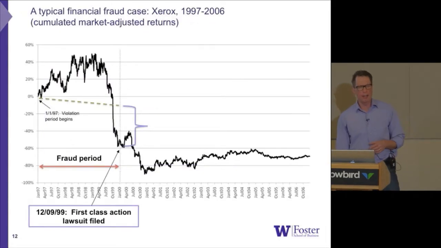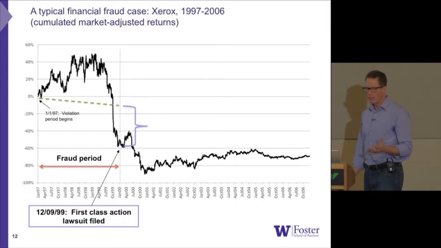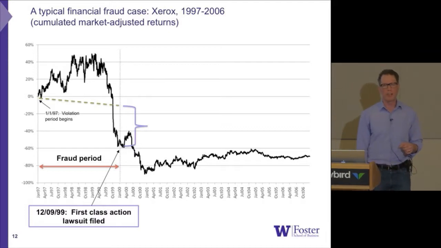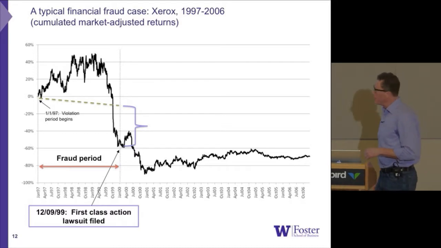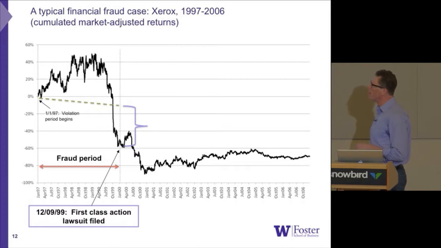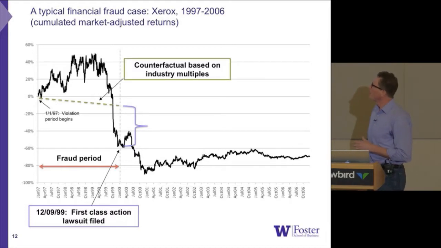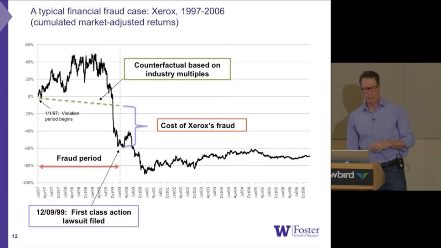Now, to see how this might play out, I pulled a case in which a firm was caught for fraud. This is a classic case of fraud involving Xerox, which in early 1997 started to cook its books by accelerating the recognition of revenue from lease contracts. In late 1999, the first class action lawsuit for this misconduct was initiated. And if we were to go through the same type of exercise as in the paper, you would see that I've drawn in this green dotted line the counterfactual based on industry multiples, and this purple bracket represents the cost of Xerox's fraud as measured in this paper.